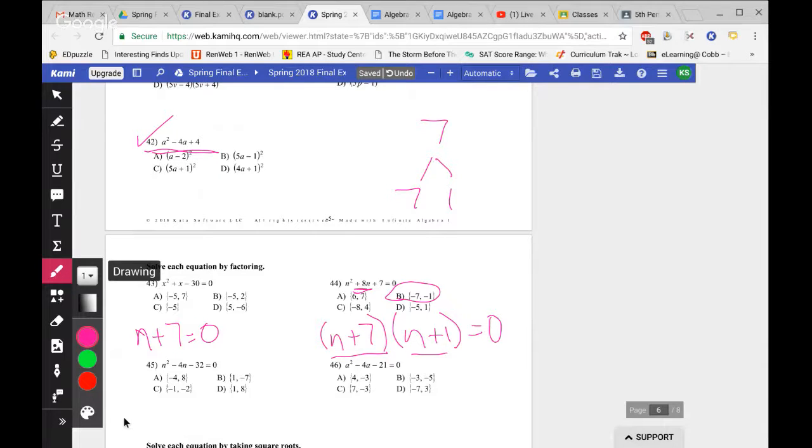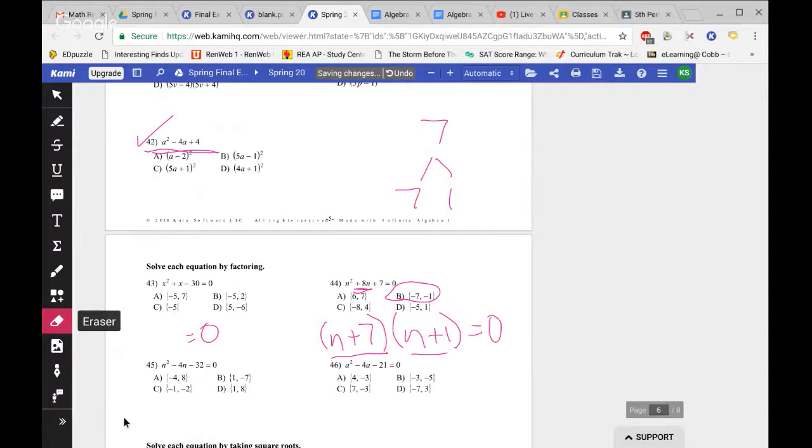So you feel good about 45 and 46? Yes. Oh, good. All right. Is there any others?